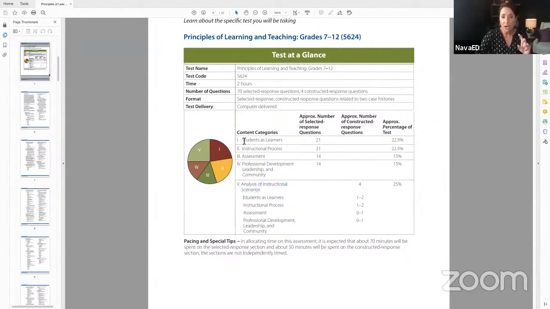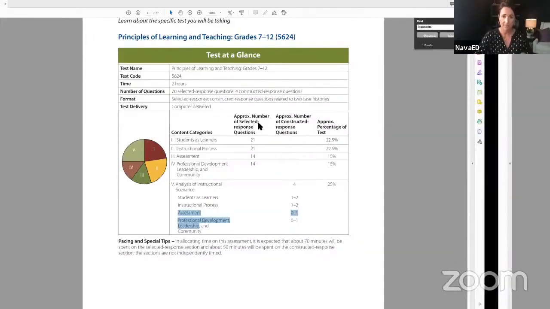Now, your questions will come from these 4 content categories. It's either going to be about students as learners, instructional process, assessment, or professional development. You'll get 1 to 2 questions as students as learners, 1 to 2 questions from the instructional process. And then you might not get any on assessment and you might not get any on professional development, but you could get one of each. Just know that you will always get questions from here, and you may or may not get questions from here. So this is how it's kind of set up.